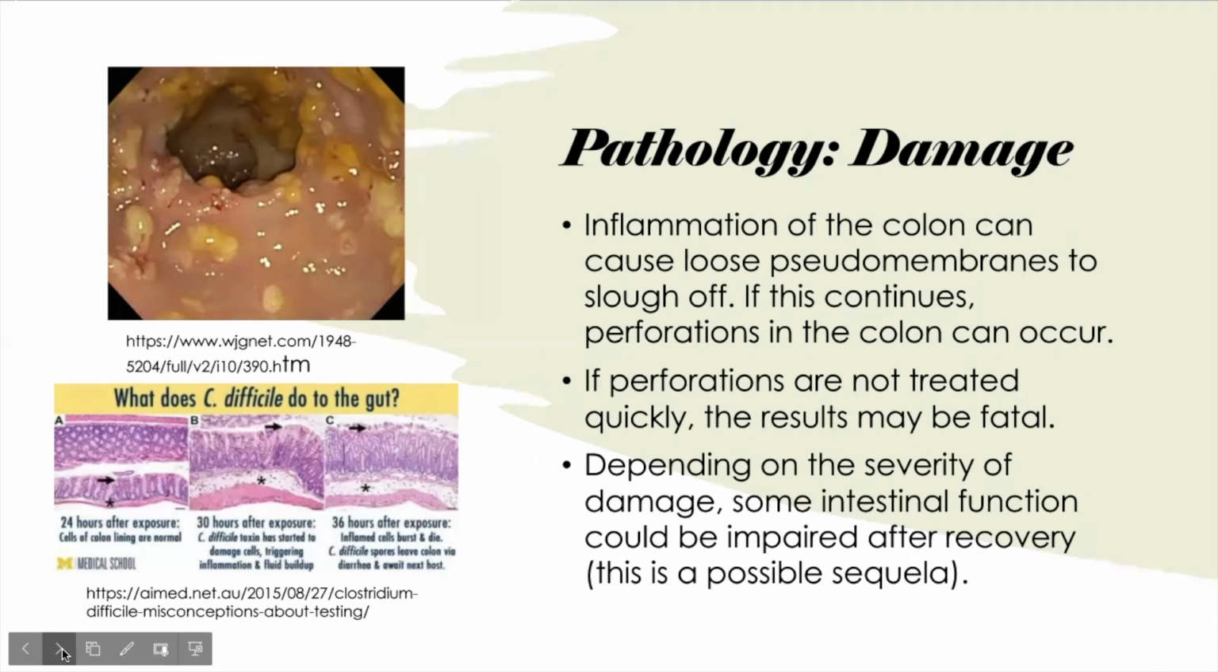So the picture on the left on the top is a picture of a colonoscopy from someone infected with C. diff, and it shows the pseudomembranes that are beginning to slough off. And the diagram on the bottom left shows how C. diff can affect the gut on a cellular level.